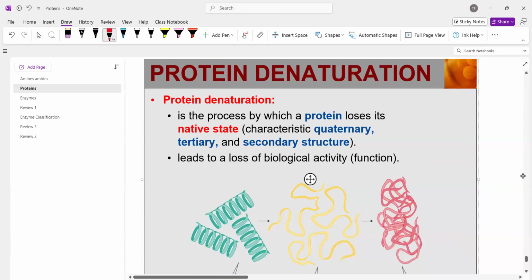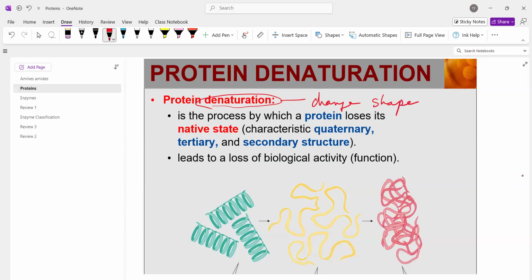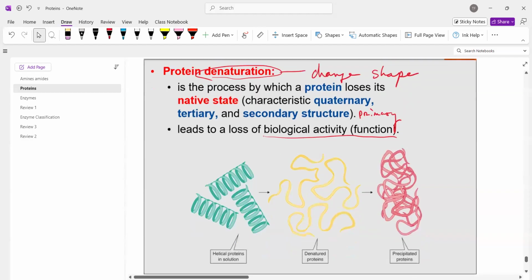Okay, so denaturization means to change shape from primary, secondary, tertiary, or quaternary. So it no longer is that original shape. Now, if this protein had biological activity, like an enzyme, it will no longer function in that activity.